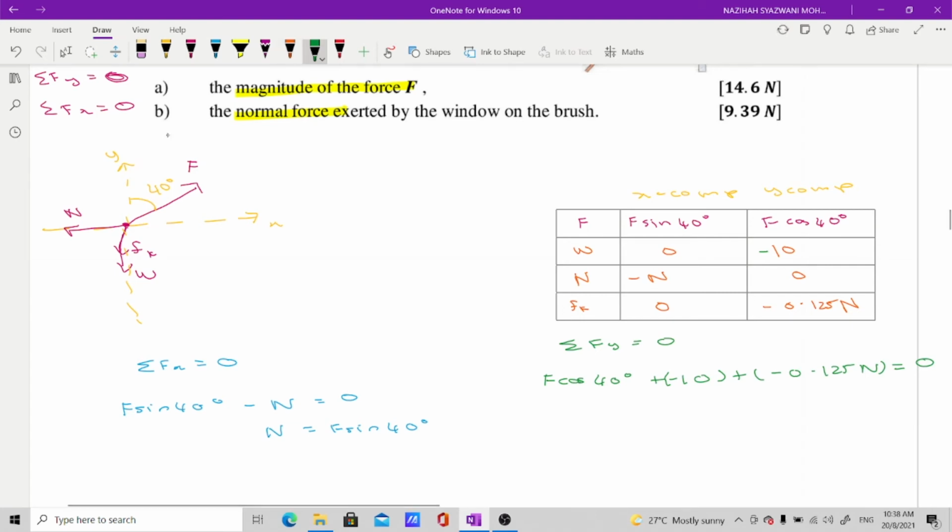Okay, for this case, we can substitute our N with F sine 40. So F cos 40 degree minus 10 minus 0.125. So we are going to substitute N with F sine 40 degree equals to 0. So if you rearrange, you are going to get F equals to 14.6 Newton. Okay, so we have obtained our F.